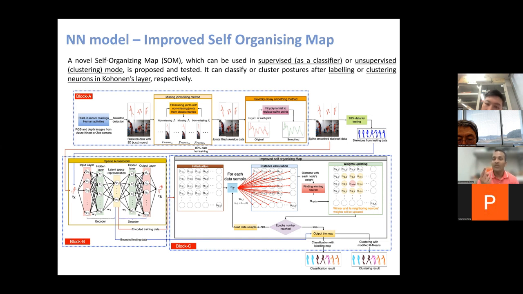When I say dual mode, it means this model can be used for classification, which is supervised in nature. When I say supervised, that means human intervention is needed. That means you need to annotate or label the data to train or to classify. Or, in the second mode, it has the capability that you can do it without human intervention. That means you can do clustering.